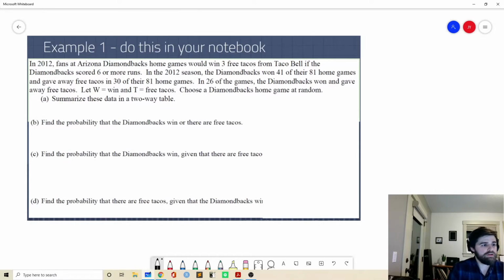Okay, so the setup for this one is we're looking at a Diamondbacks policy, the Arizona Diamondbacks, where you get 3 free tacos from Taco Bell if the Diamondbacks score more than 6 runs in their game. If you've ever been to a major league sporting event, you've seen these kinds of deals with some free fast food. All right, so it says the Diamondbacks won 41 out of their 81 home games and gave away free tacos in 30 of the 81 home games. In 26 of those games, the Diamondbacks won and gave out free tacos.